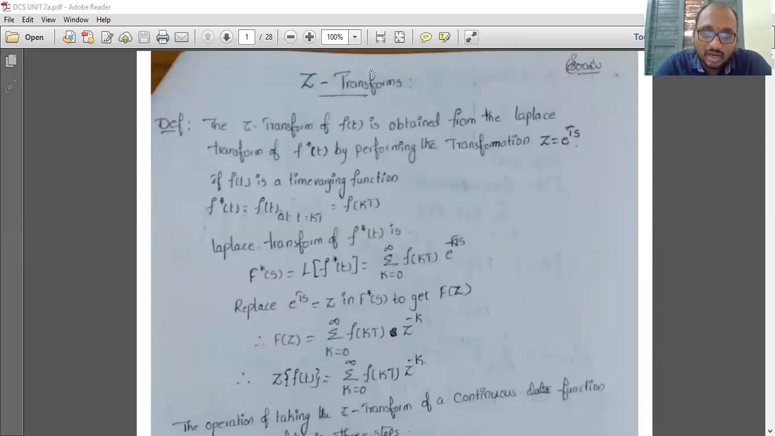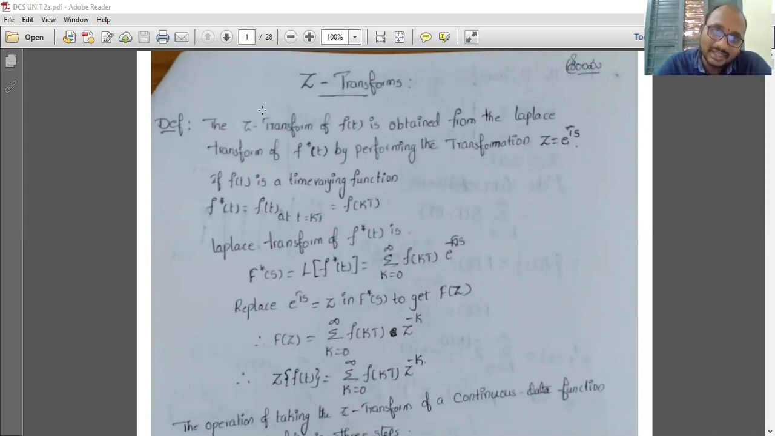Some function is given, F of s is equal to s divided by s plus 2 into s plus 1, find the z transform, and he will give another function in terms of z. F of z is equal to z plus 1 divided by z square plus 2z plus 3. Find the inverse z transformation.